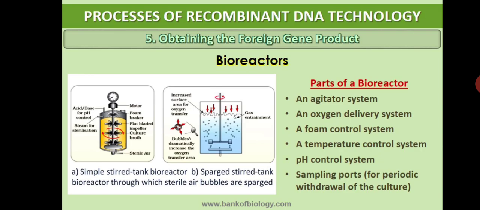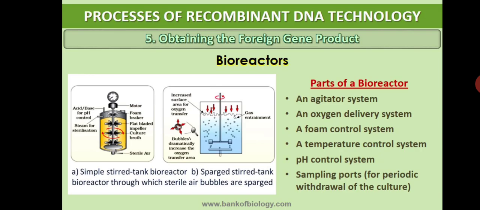The second diagram you can see here. Sparged stirred tank bioreactor, through which sterile air bubbles are sparged. Just look at the diagram. Increased surface area for oxygen transfer. Okay, the bubbles are produced here, and this is the gas entrainment. The oxygen bubbles produced here dramatically increase the oxygen transfer area.